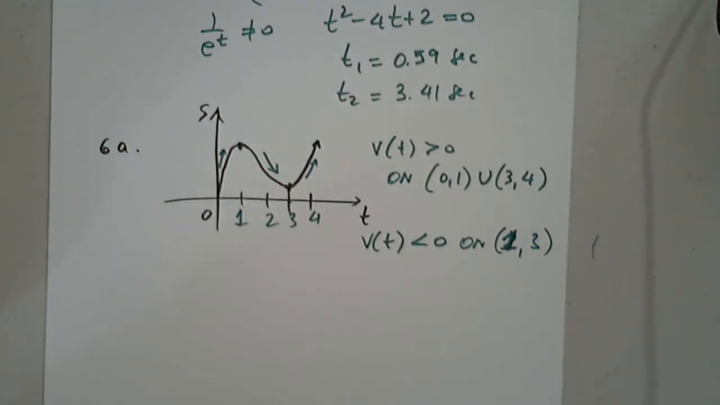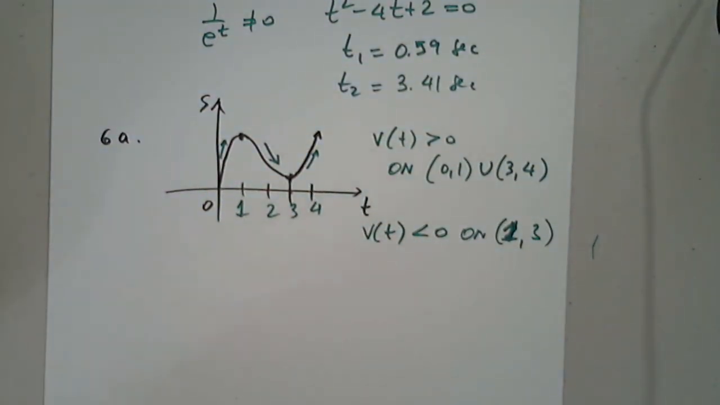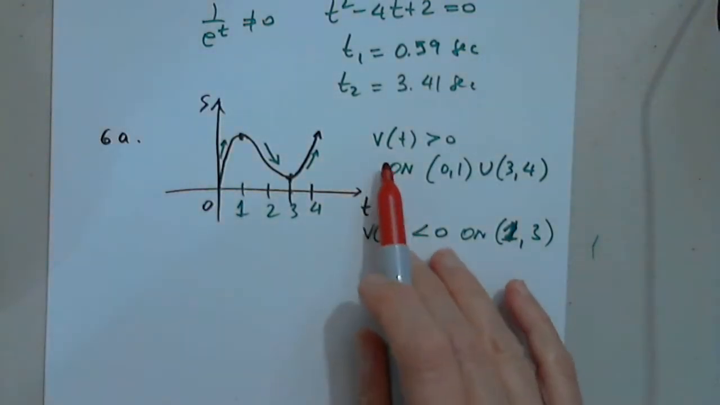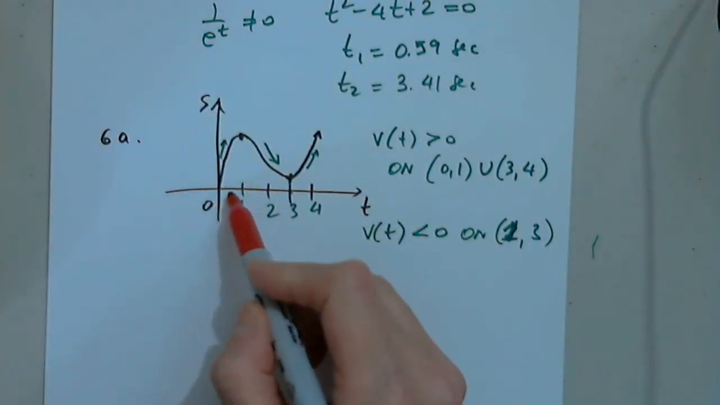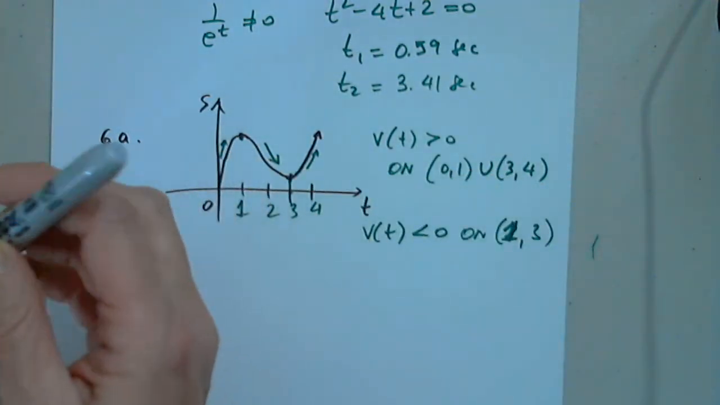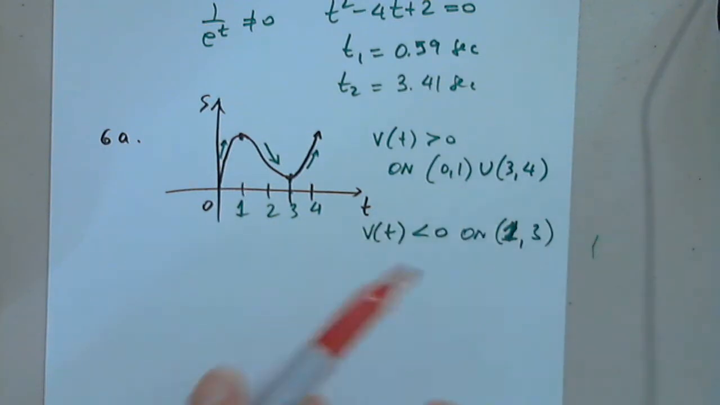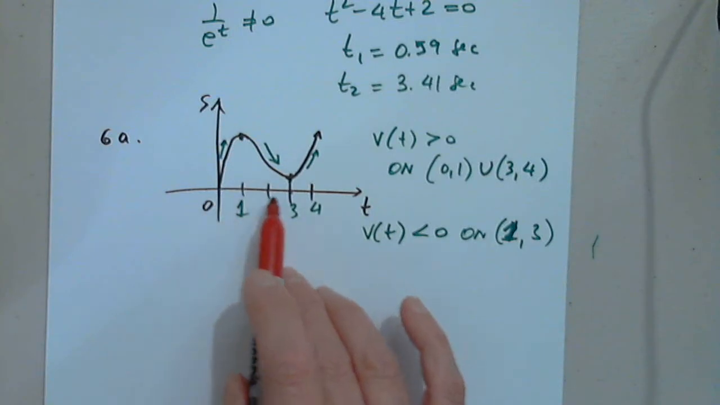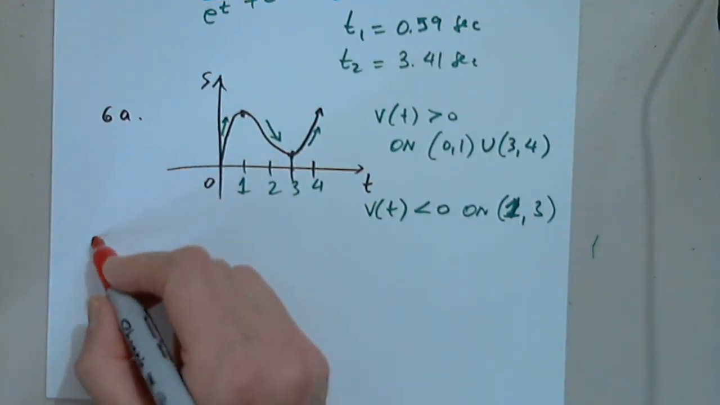Perfect. Okay, let's see. When is each particle speeding up? And when is it slowing down? Okay, so let's analyze the graph. So we know the direction, right? Between 0 and 1, the particle goes this way. Between 1 and 3, it goes this way. And between 3 and 4, it goes this way. So that's already known. But where between 0 and 4 is it speeding up?